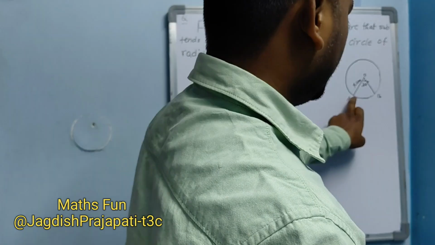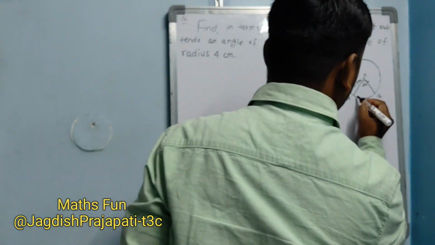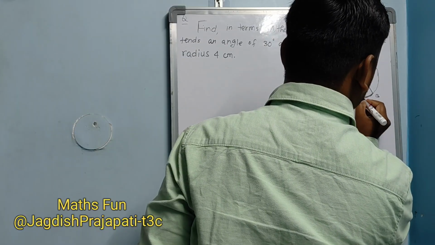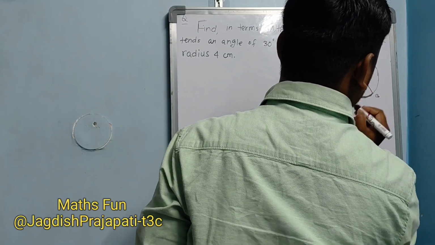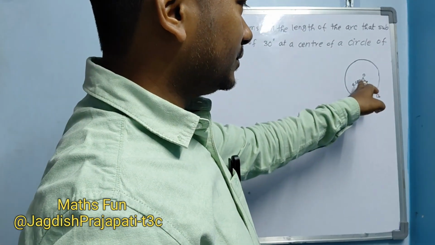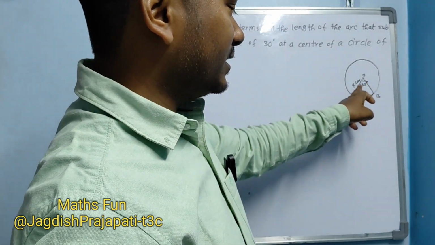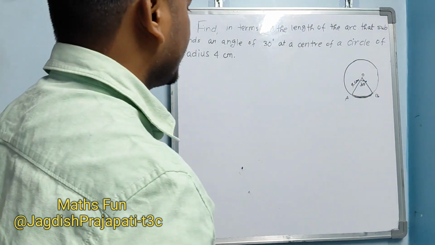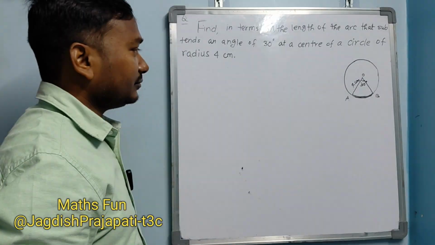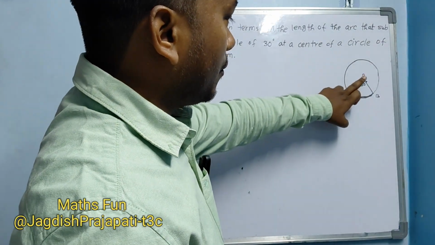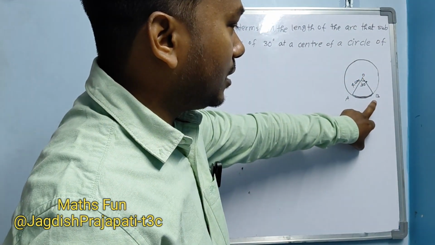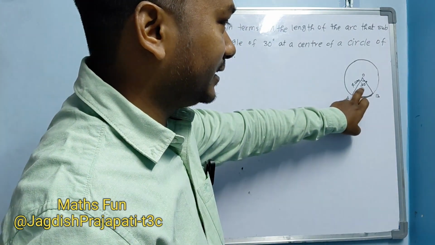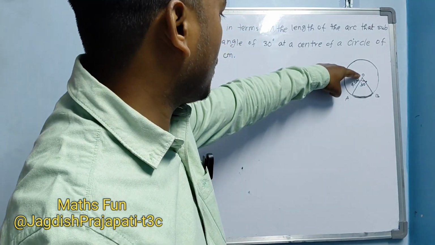So we have to find this. I am highlighting this. We have to find this length, only this length. So this is the arc length of a minor sector which subtends an angle of 30 degrees at the center. So please write, let AB be an arc that subtends an angle of 30 degrees at the center O of the circle.